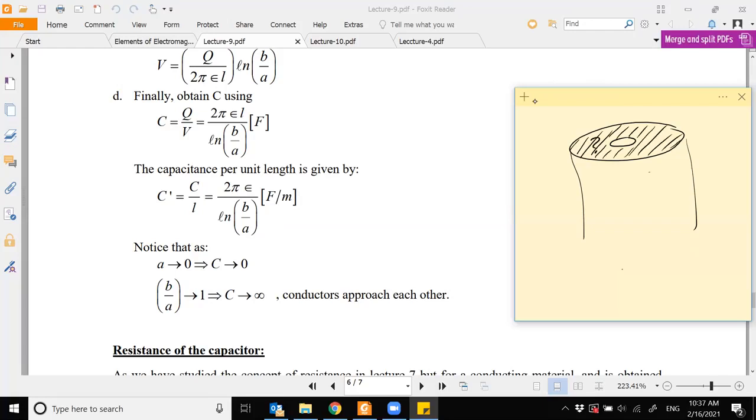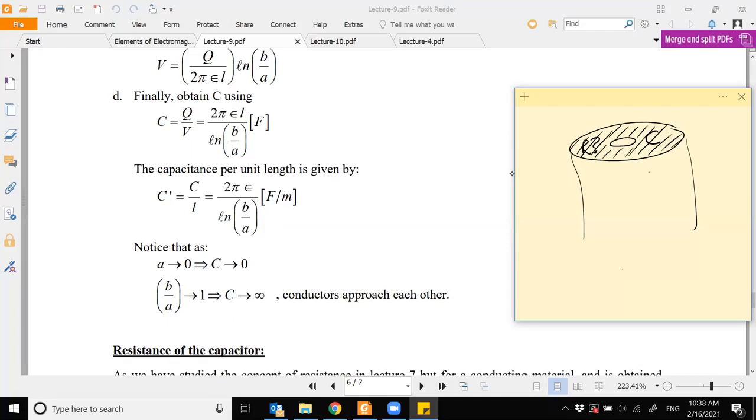What is the resistance? Because we know the capacitance, but what is the resistance offered by this dielectric medium? No dielectric medium is perfect. No dielectric medium will have perfect conductivity, that is, the conductivity going to 0. This is a perfect dielectric, but it doesn't exist. So it will offer some resistance. So what is that resistance? Can you find that resistance?